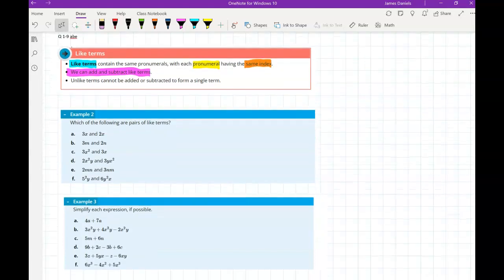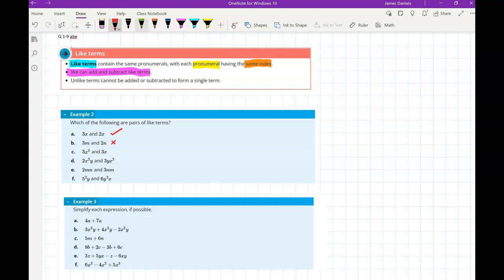Which of the following are pairs of like terms? 3x and 2x. Do they have the same pronumeral? Yes. Do they have the same index? Yes, they do. The 3 and the 2 are the coefficients, meaning there's 3 x's here and 2 x's here. But they are like terms. In example B, 3m and 2n, we have a pronumeral of m and a pronumeral of n. They are unlike terms. They don't meet the criteria.